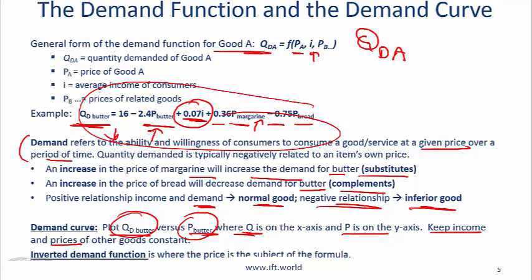Inverted demand function is where we make price the subject of the formula. So we say price of butter is equal to whatever, where the whatever would be quantity of butter and then the other variables.